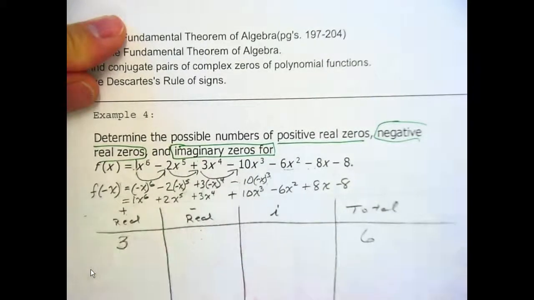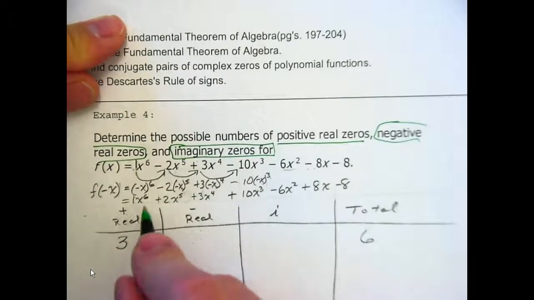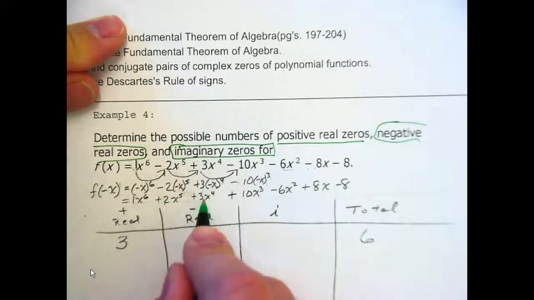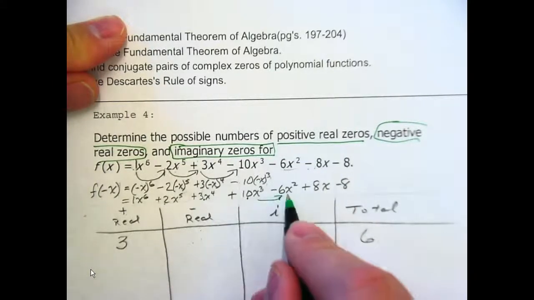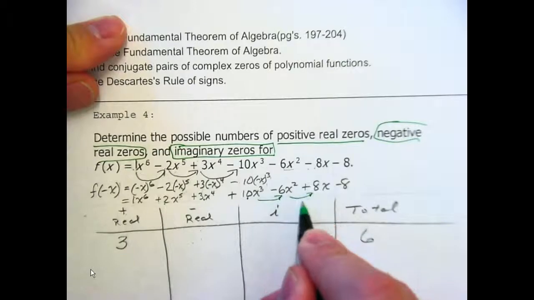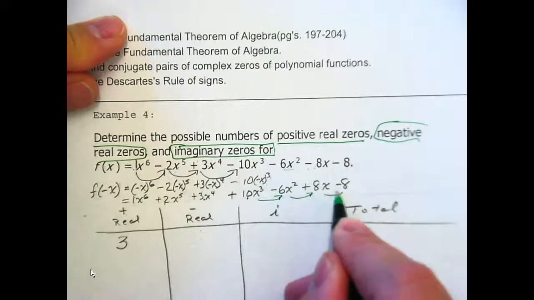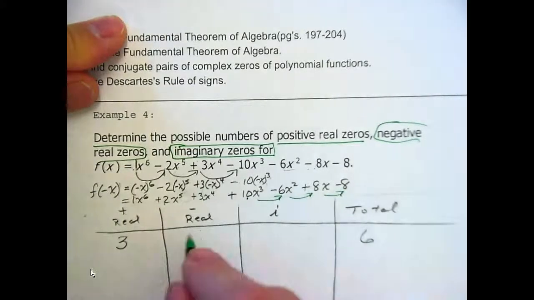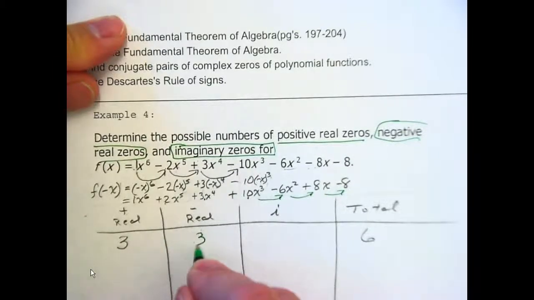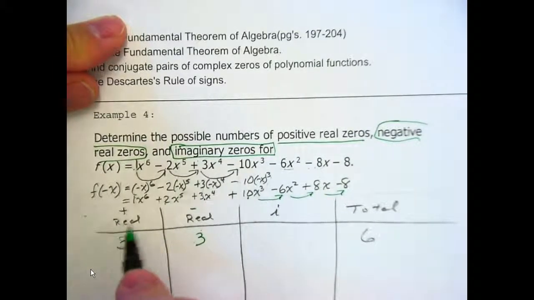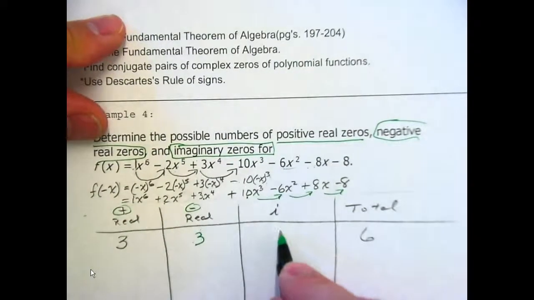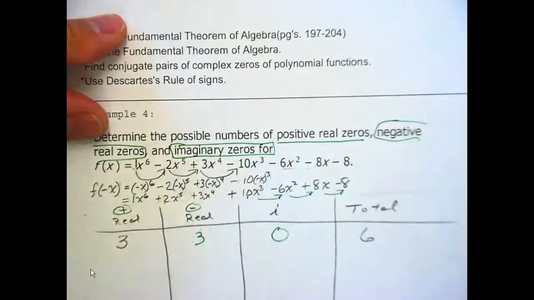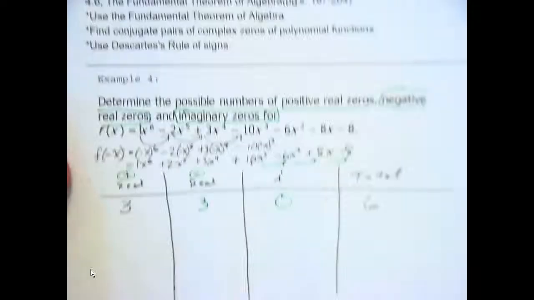Okay, so now to find the negative real solutions, look for sign changes. Does it change? Does it change? There's 1. Does it change? There's 2. Does it change? There's 3. So if there are 3 positive reals, there's also 3 negative reals, which means how many imaginary? 0.